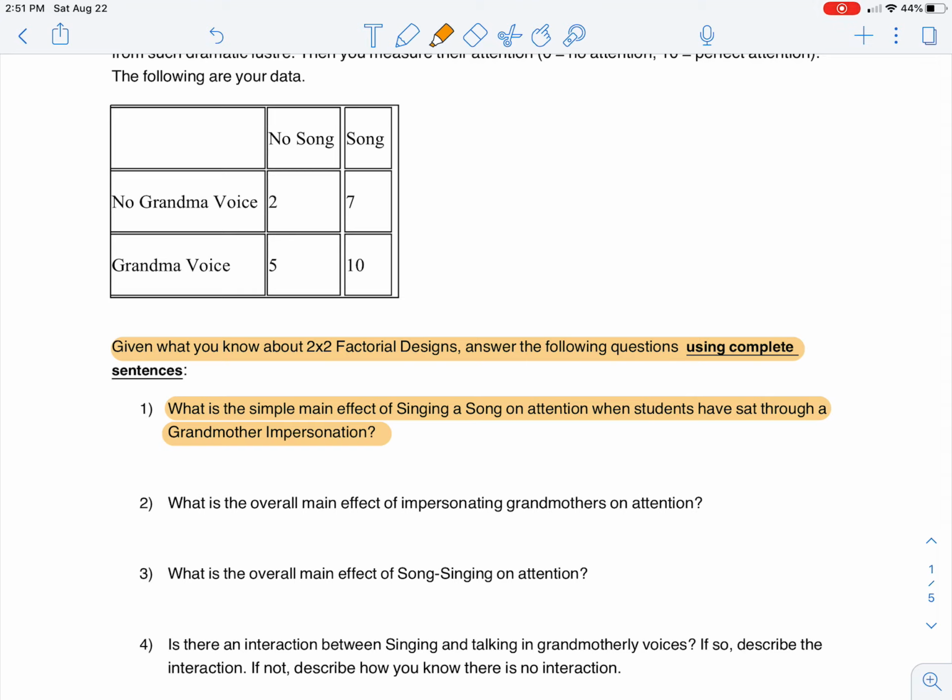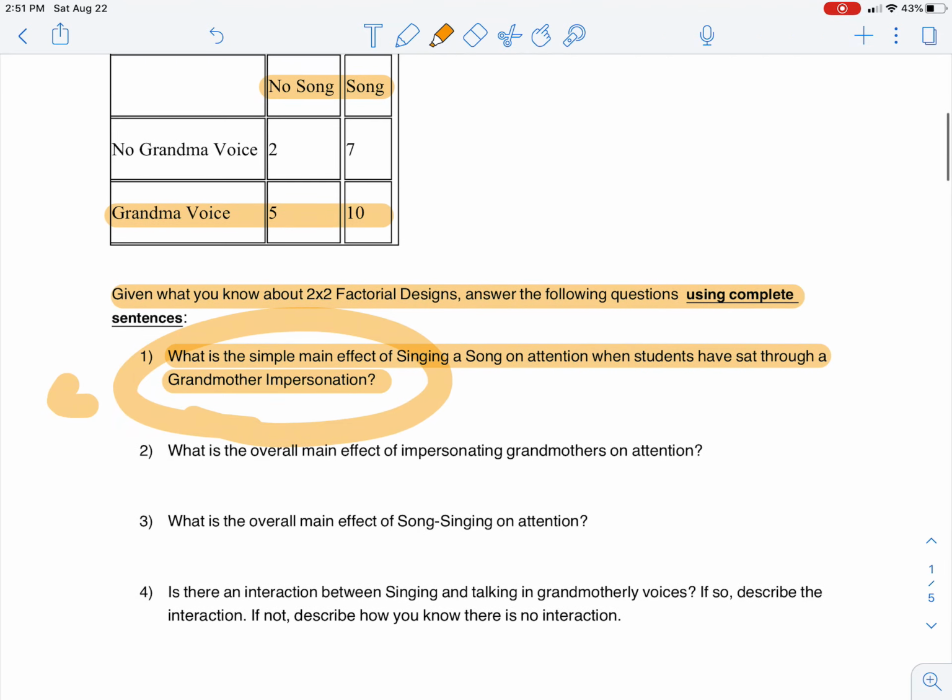So here, singing a song on attention. So what we want to know is, what's the difference between singing a song and not singing a song? But we only want to know it for people who sat through a grandmother impersonation. So really what we're interested in is the simple main effect of song singing within the grandmother's voice condition. So we're going to take a look at those two numbers. And what I want you to do for this first problem is to give me an answer describing the simple effect of song within this condition. Next, for the second question, let me erase some of this.